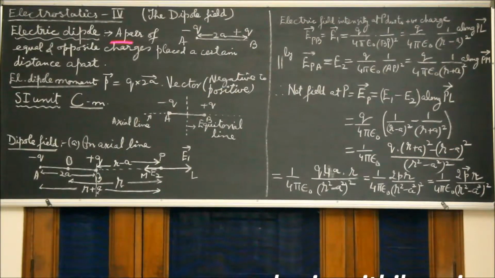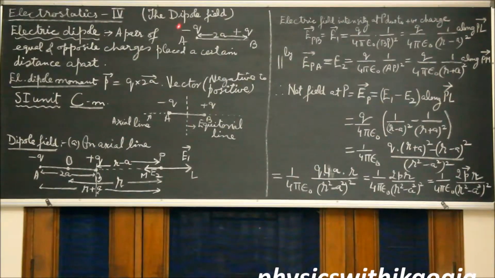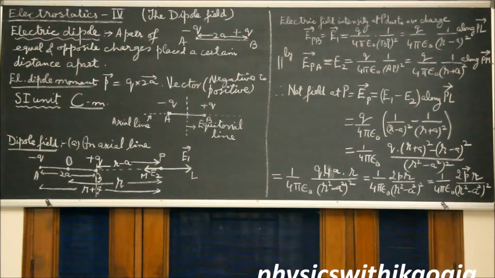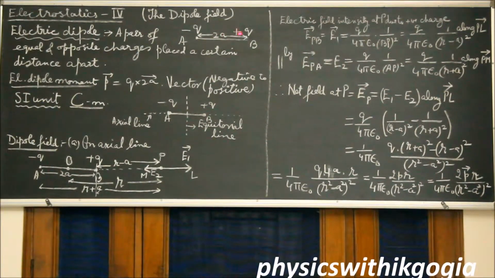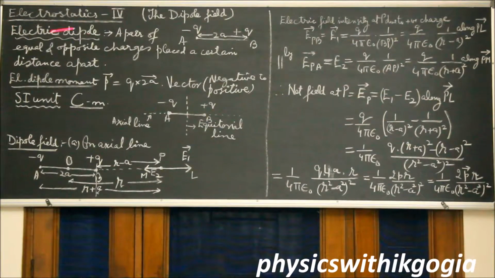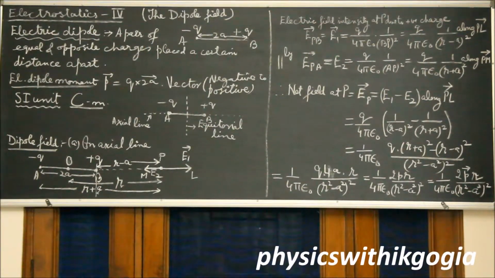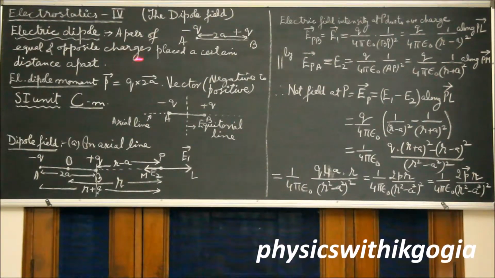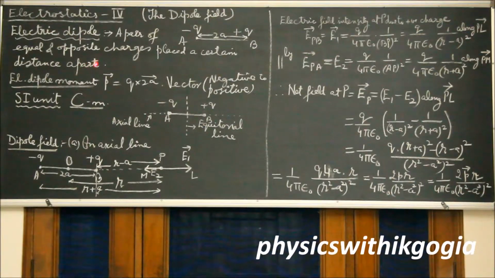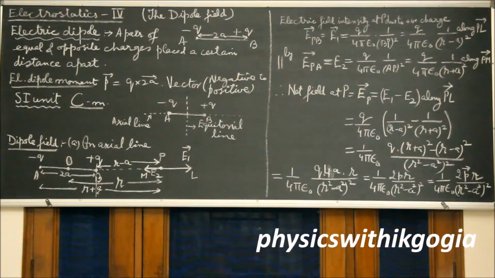In the present video, Electrostatics Part 4, we will be studying an important concept in nature, the electric dipole and the dipole field. Basically, an electric dipole is a special system of charges. A pair of equal and opposite charges placed a certain distance apart is said to constitute an electric dipole.